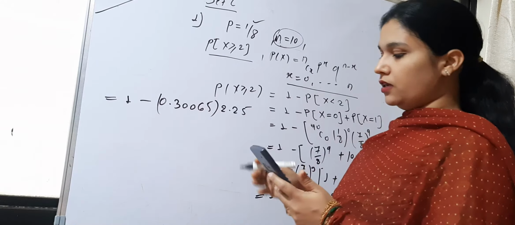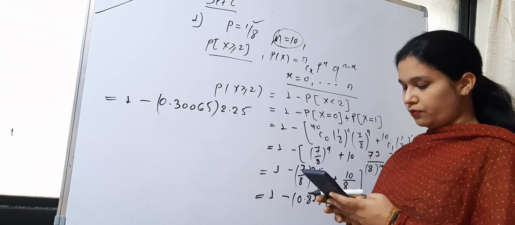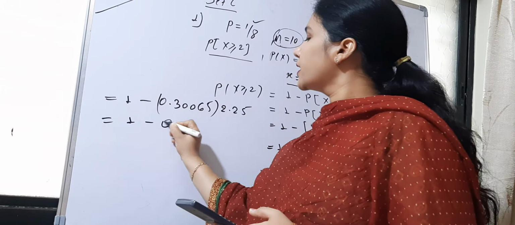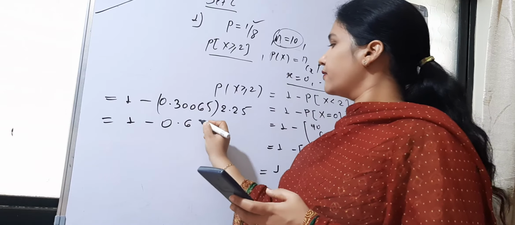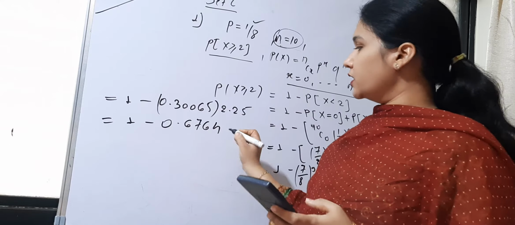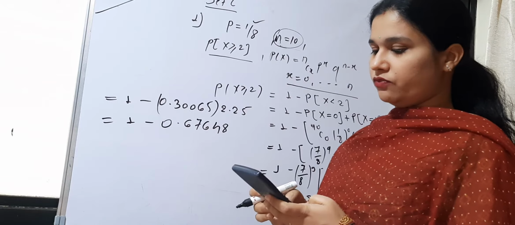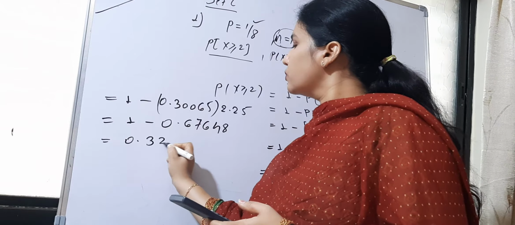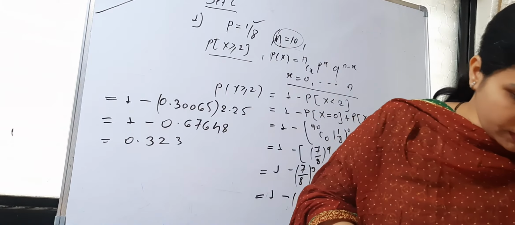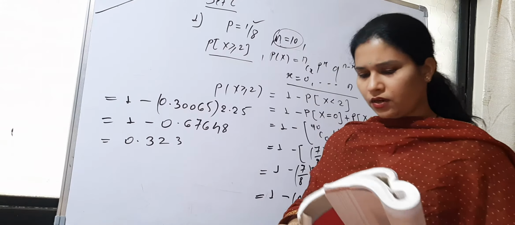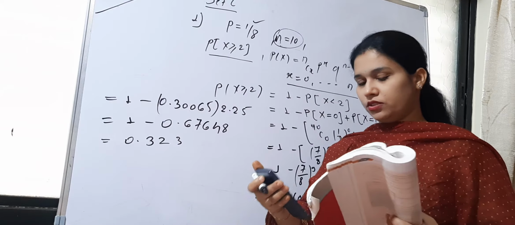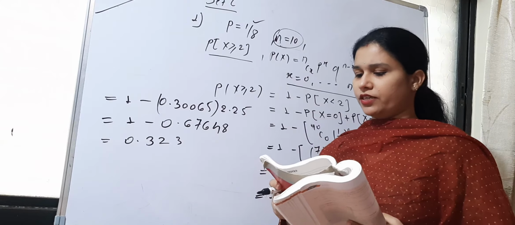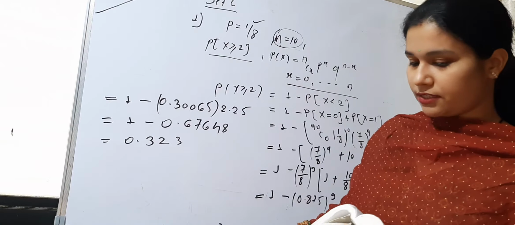Take the product. So I will multiply this value by 2.25. This value is 1 minus 0.6764, like this. Subtract from 1, so it will give you 0.323 something. 0.3235. And option number D will be right, which is very near to this.